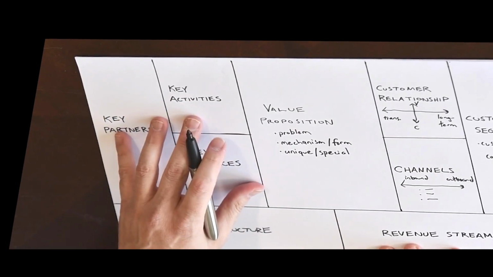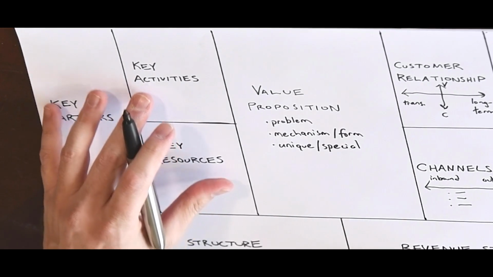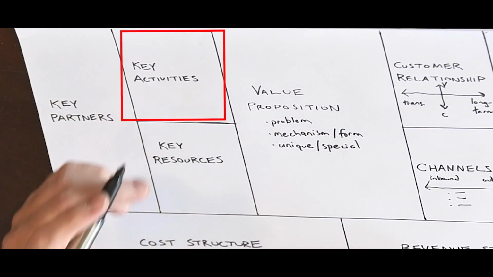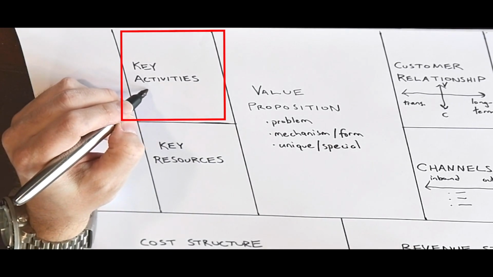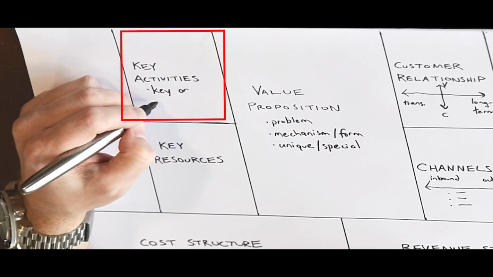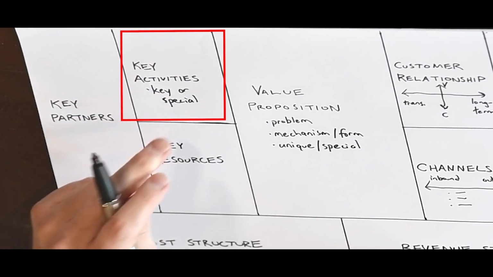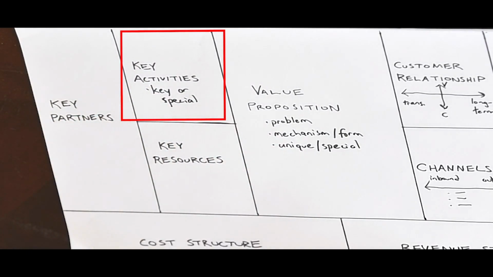Now, we move to the back of the house, really what all enables that. And this is where we get the key activities. Now, I really look at key activities as stuff that is key or special. And what I mean by that, what are the things that really enable the value proposition that might not be easily copied or replicated or bought on the outside? These are the things that you want to really maintain control of, right?